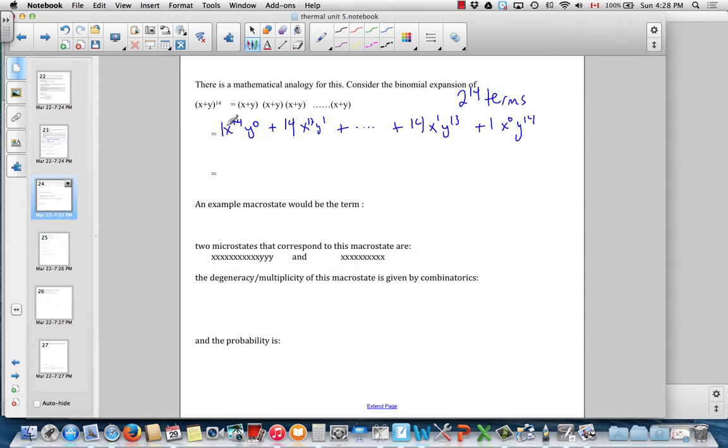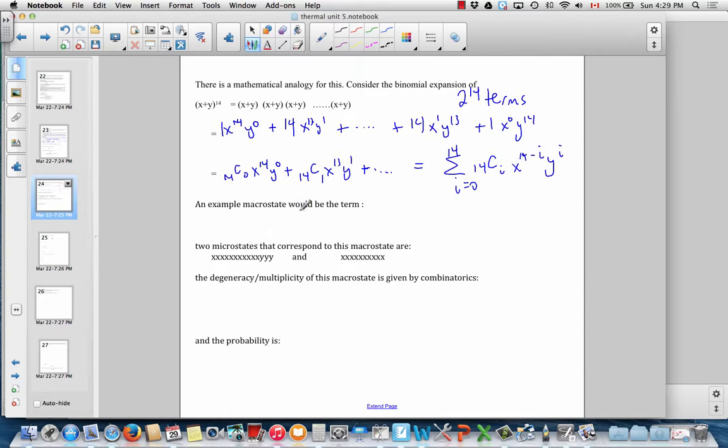Now, these coefficients, you may recall, are given by combinatorics. So this is 14 brackets, I'm choosing 0 y's. This is 14 brackets, I'm choosing 1 y, etc. So I can write this binomial expansion as a sum over i from 0 to 14 of 14 choose i, times y to the i, x to the power of 14 minus i. So that's just the binomial expansion.